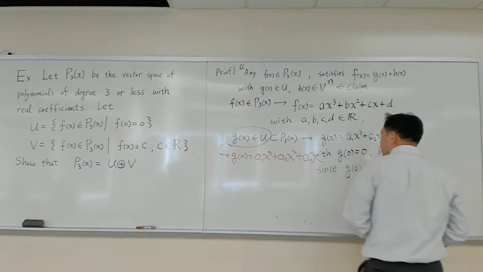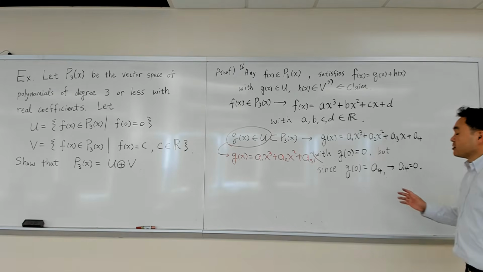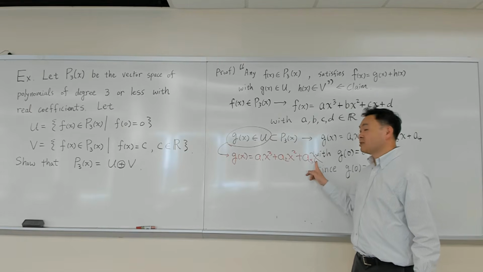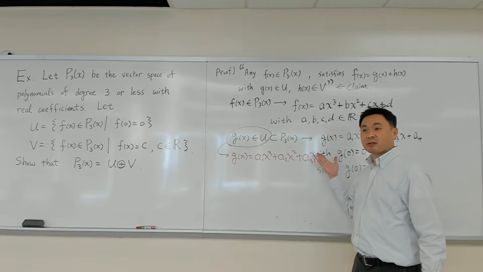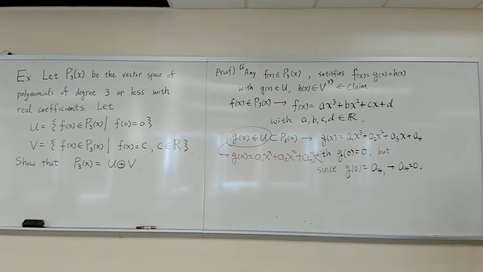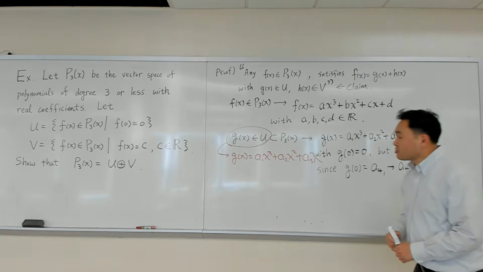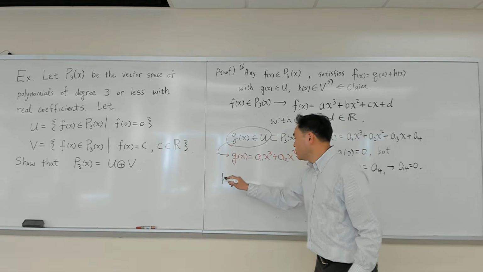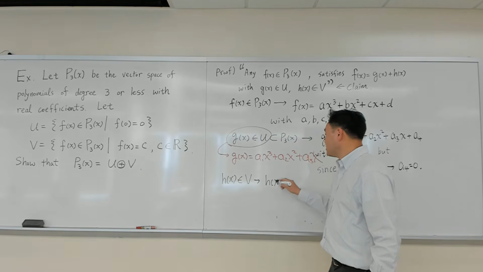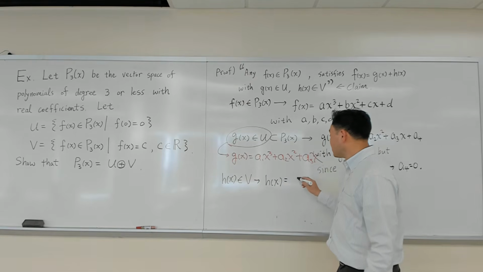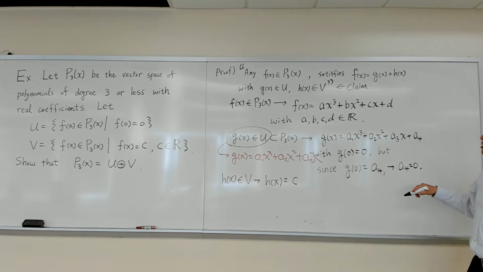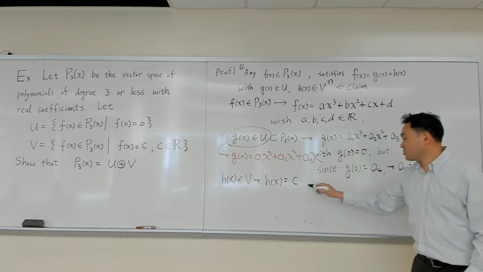And in fact, we do see that if it looks like this, if you plug in 0, you get a 0, right? So that's good. And then what about h of x? Well, h of x belonging to v just means that h of x, the condition is that it has to be some constant, right? Now, unfortunately, we already used c here, so we'll just put c1.